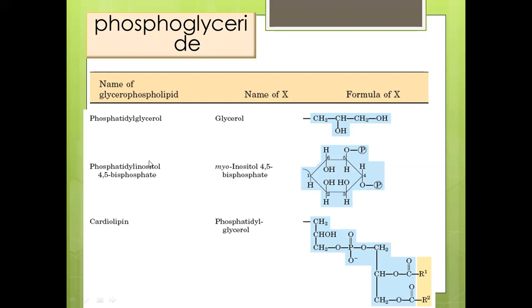So you have phosphatidylinositol because this is inositol. But the inositol is being substituted with 2 phosphate groups. So phosphatidylinositol 4,5-biphosphate. You have here phosphatidylglycerol. You have here CH2OH. It seems to be repeated. And what you see here is the glycerol again, glycerol CH2.